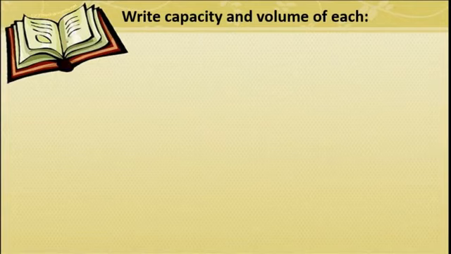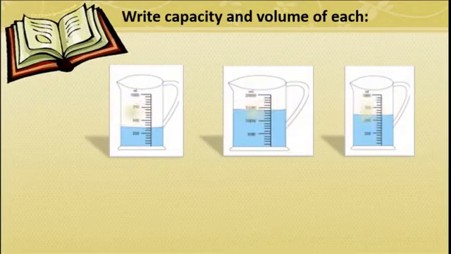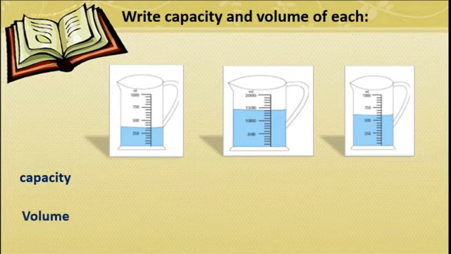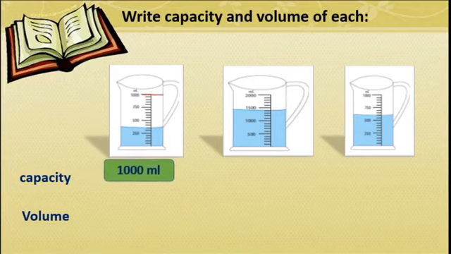Now write capacity and volume of each. See students, here I will show you the pictures. Okay. Now we have to write capacity of these jars and we have to write volume of the liquid. Again listen properly. Capacity of the jar and volume of the liquid. Got this? Now we will go through one by one. First one, capacity of the first jar. You can see here the capacity is the maximum holding capacity. See, this is capacity. So that is 1000 ml, isn't it?